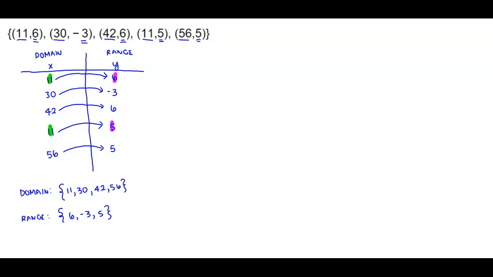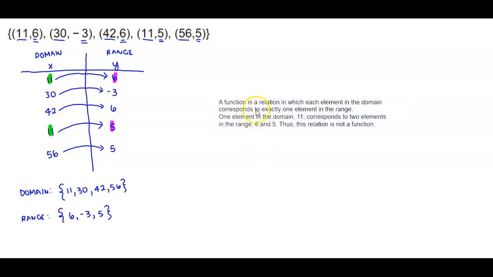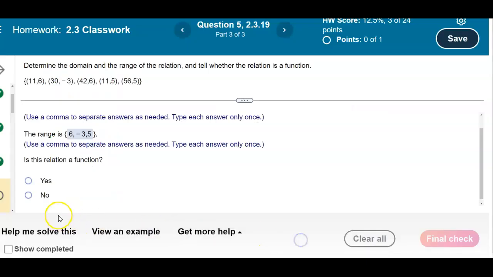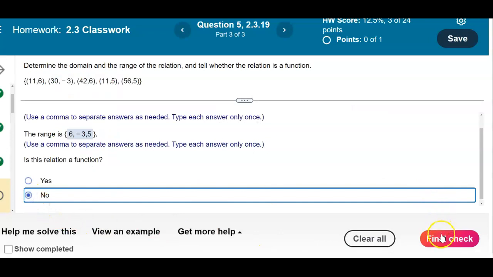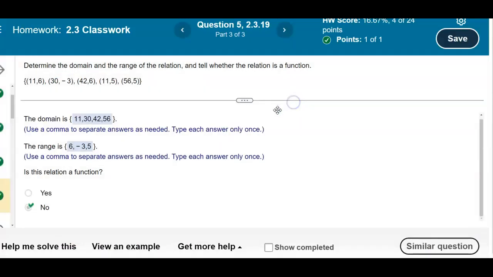Now, if you notice, because of the fact that we have one input going to two different outputs, this is not a function. Okay, so how would we write this out? We're going to say the following, right? A function is a relation in which each element in the domain corresponds to exactly one element in the range. Now, one element in the domain, 11, corresponds to two elements in the range, 6 and 5. Thus, this relation is not a function. So in here, we're going to say no. Let's check our answer, and there is our result.